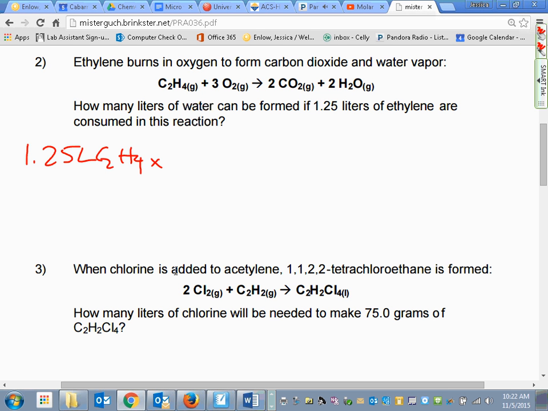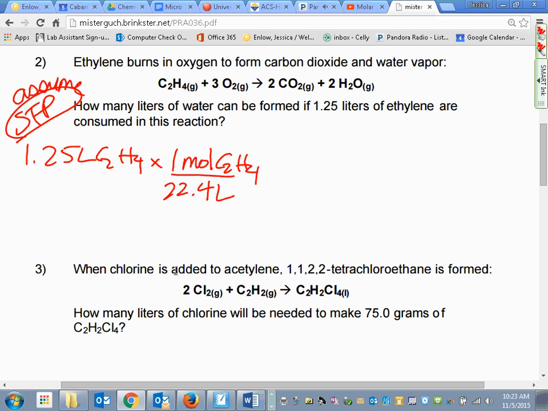What's your natural inclination right now? What do you think your next step should be? Go to moles, right? Okay, how would you go to moles from liters? Right, and I'm just going to tell us right now, let's just assume STP just for these tricks I'm trying to show you. If we assume that, then that's the only time you're allowed to use 22.4 because it's at STP.